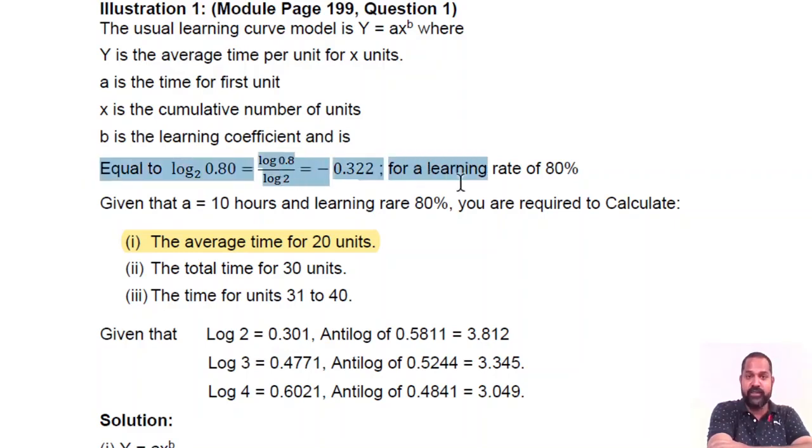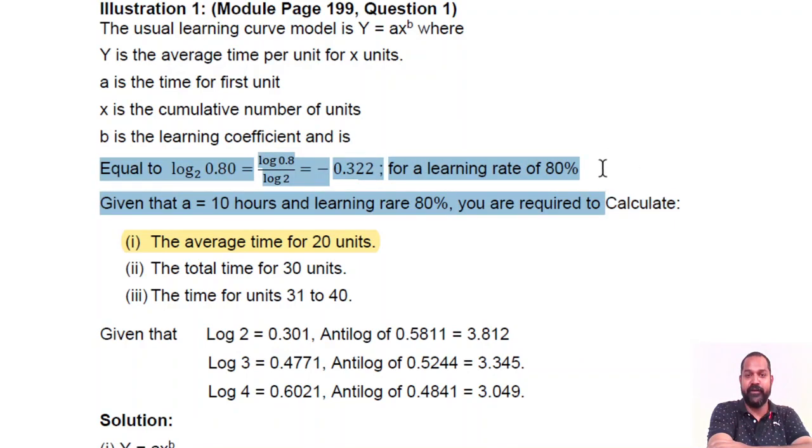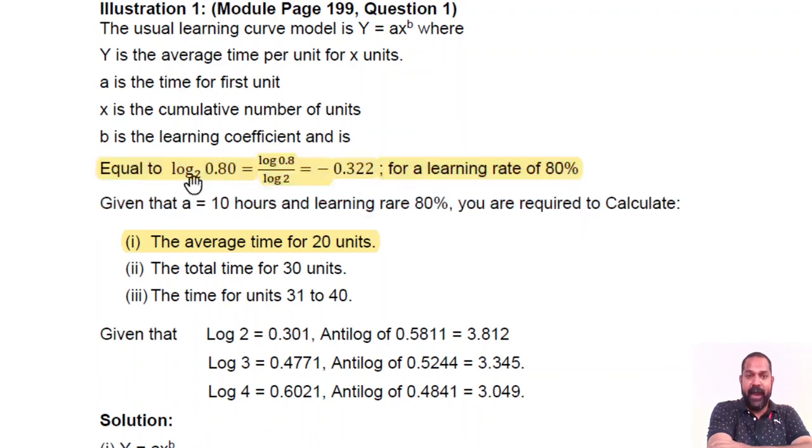And if you notice, they have given you how b is calculated. b is equal to log of 0.8 to the base 2, which is log of 80 divided by log of 2, which is minus 0.322. But I have shown you how to do it. From my end, I have shown you what it means and how it is found. Now in the exam, if they give it to you, fantastic. If they don't give it to you, you know how to find it. But considering they have given it here, they will give it to you there also, so you will not have to worry.